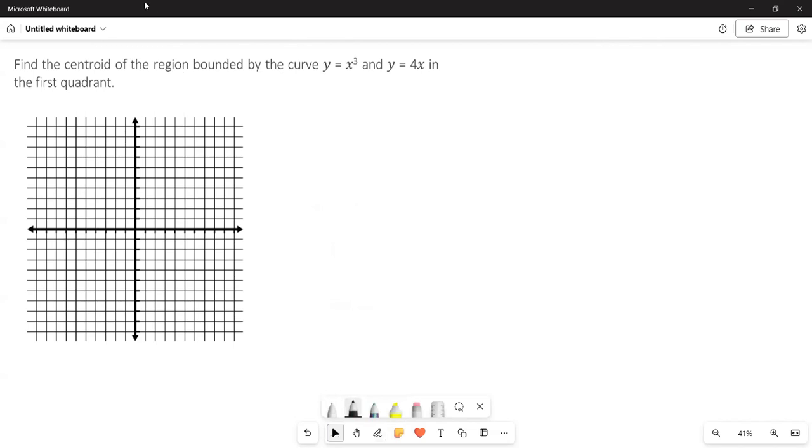First, find the centroid of the region bounded by the curve y is equal to x cubed and y is equal to 4x, in the first quadrant. So first, ganito ginagawa natin sa pag-solve ng anything na application ng integration. We graph first our function.